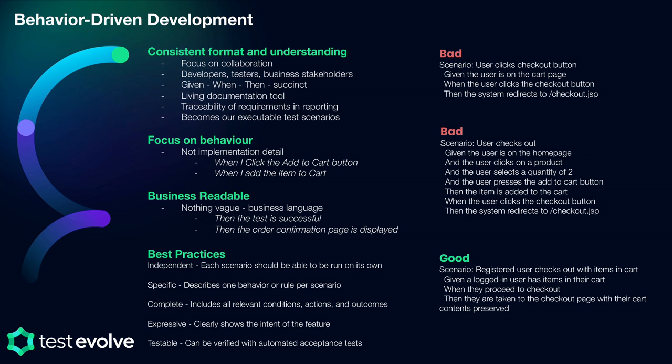Let's have a look at a couple of other things. So the requirement should focus on behavior, not implementation detail. So you don't want to be talking about elements of the user interface, for example. So when I click the add to cart button, that's not what we're going for, because you may find that eventually it's not an add to cart button, or something changes on the UI. You don't want your requirement to become out of date. So when I add the item to cart is a perfectly acceptable way of describing the behavior.